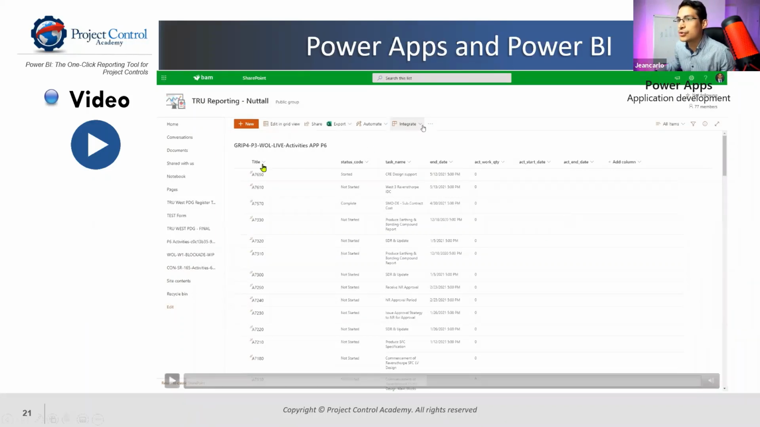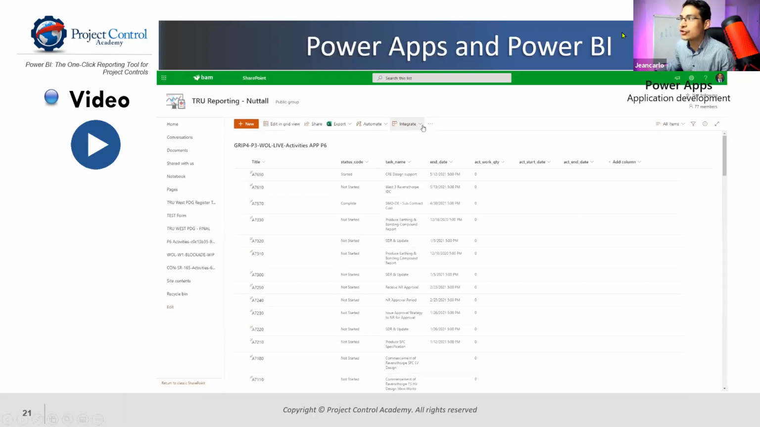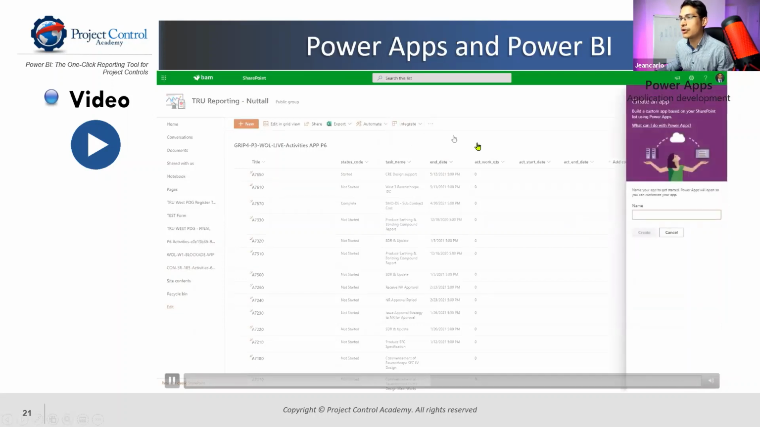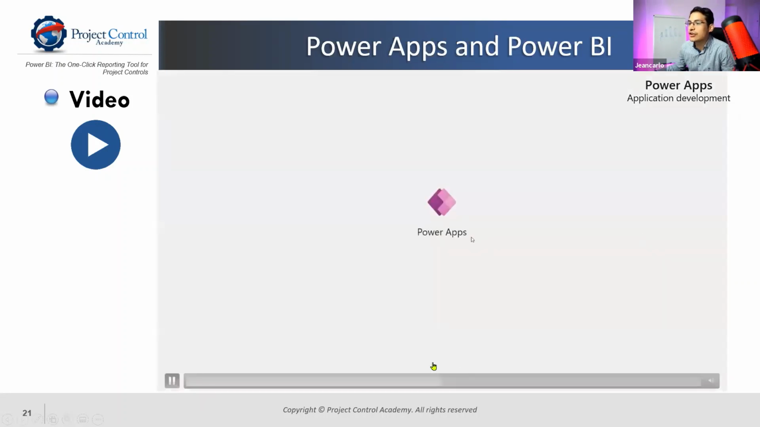And then I can go to this SharePoint list, and I can say, I want to integrate. And with that, I can create automatically a Power App without the use of any code. So if you see here, I'm going to integrate Power App, create an app. I just name that app. I'm going to call this P6 updates. And with that, it's just going to start creating my app.